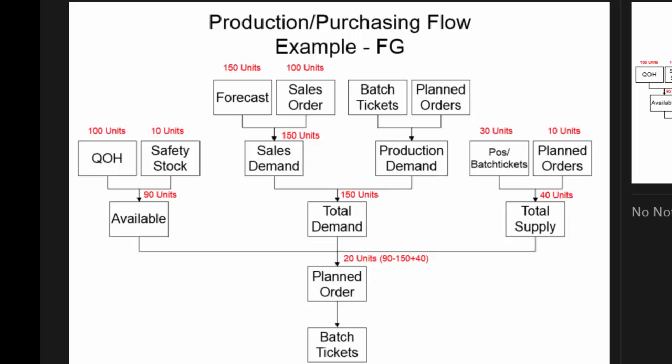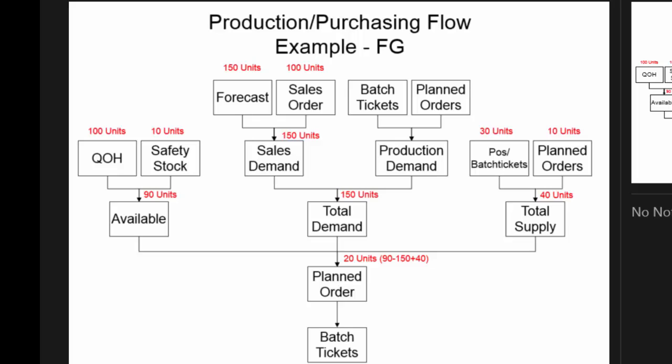I'm going to skip the production demand side of things, assuming it's a traditional finished good. And on the right-hand side, my supply, there are batch tickets that I've got out there. Don't worry about POs at this moment. So I've got 30 units being made on a batch ticket. I've cut a batch ticket. I'm good to go. And I've also got a planned order. So let's say that either I manually put in a planned order, or the system generated a planned order and I told it I'm good with it. I want you to do it.